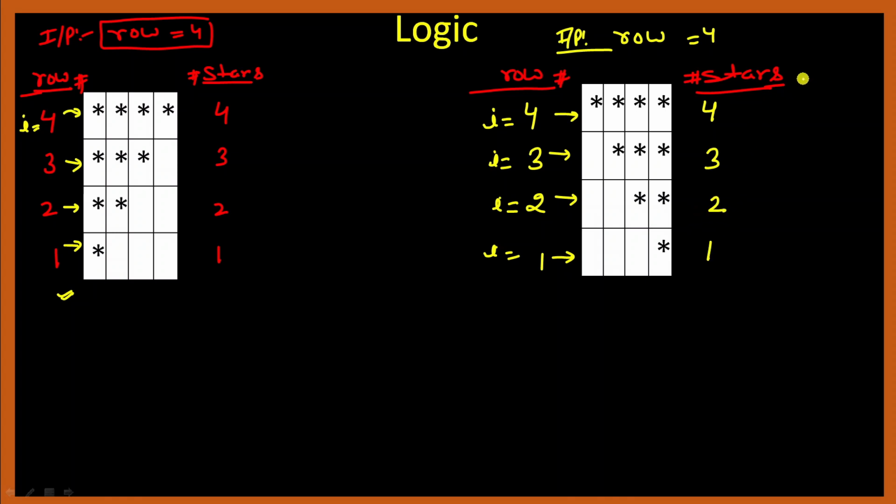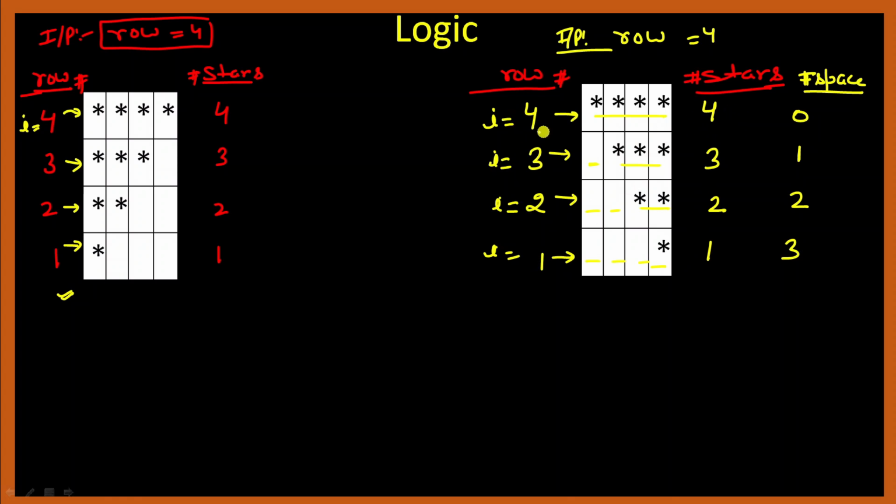Now the number of spaces also we have to keep track of. Here the number of spaces is 0. In the third row only 1 space is there. In the second row 2 spaces, and at I equal to 1, that is the first row, 3 spaces. So the count of spaces is incrementing: 0 spaces, then 1, then 2, then 3. And the number of stars is decreasing: 4 stars, then 3, then 2, then 1. And my row numbers are also decreasing.